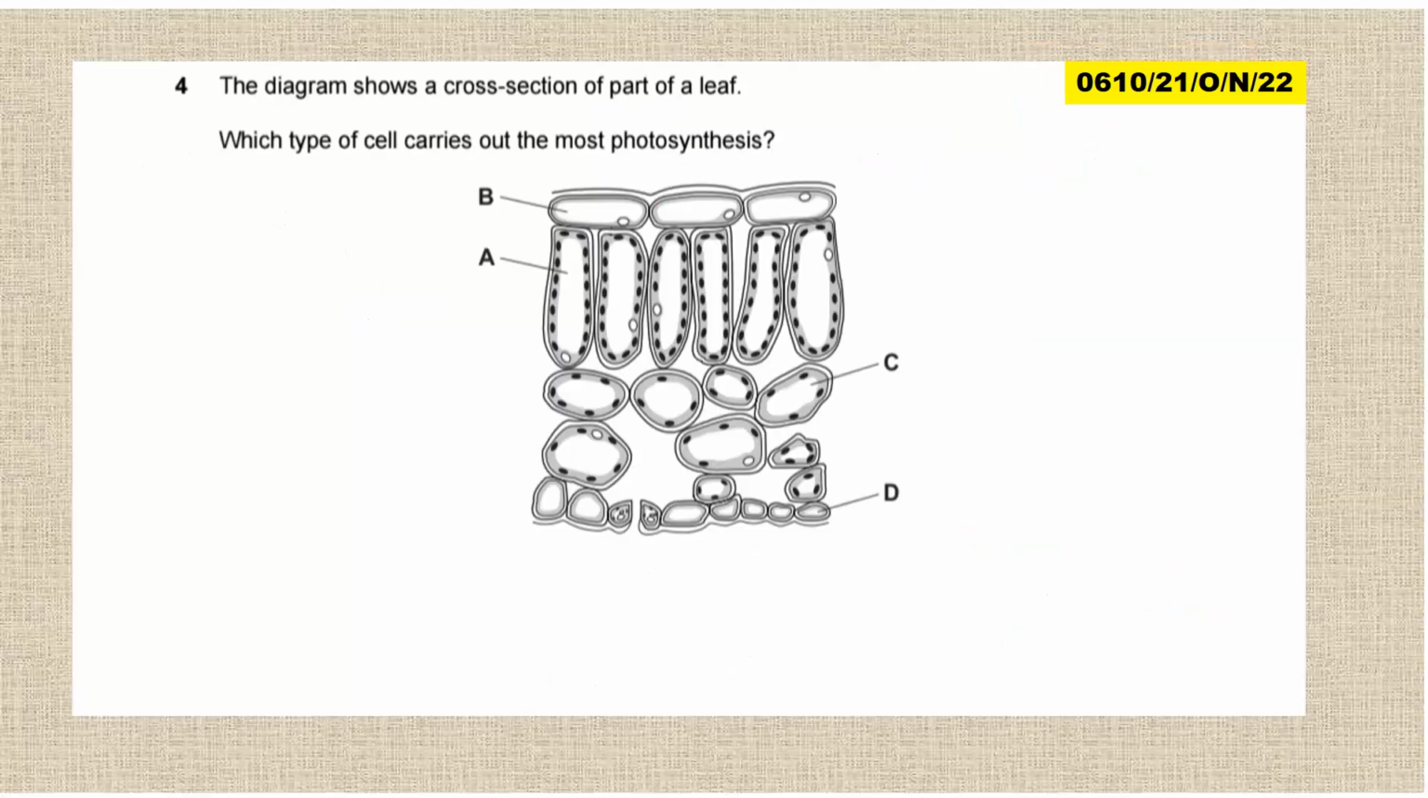I hope by now every one of us has gotten everything. Then this one is coming from paper 2, variant 1, October/November 2022. The diagram shows the cross-section of part of a leaf. What type of cell carries out the most photosynthesis? This is the question that I was talking about. So the answer here is A, that is the palisade cell. The guard cell and the spongy cell also carry out some photosynthesis, but of course that is not their major function. So the one whose main function is carrying out photosynthesis is A.